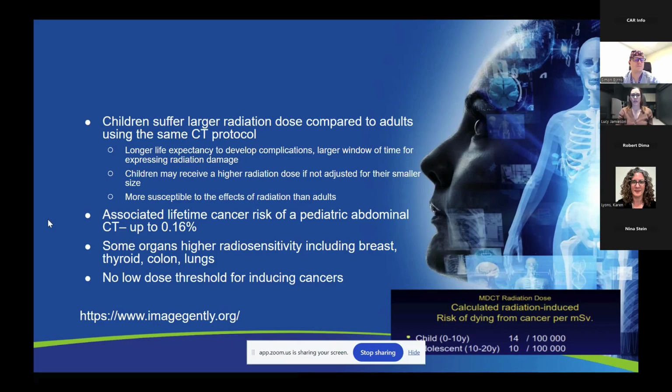And some studies have shown that there's an associated lifetime cancer risk of a pediatric abdominal CT of up to 0.16%. Some organs have higher radiosensitivity, including breast, thyroid, colon, and lungs. And we know there's no low dose threshold for inducing cancers. Image Gently is a good website if you're interested in getting further information on this or providing it to patients. And it also provides some low dose CT protocols.